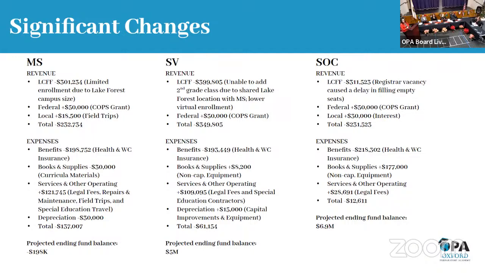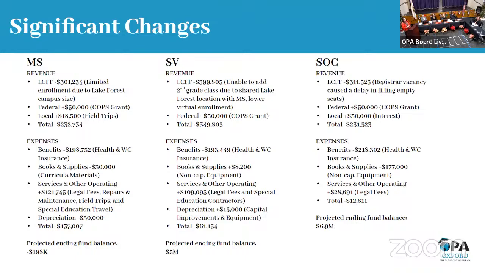For books and supplies, we are reducing the expenses for middle school, specifically in curriculum materials. That's because a lot of these materials were already provided with the previous campuses with FB and SOC, so a lot of it was able to transfer over to the middle school. So we had savings there.